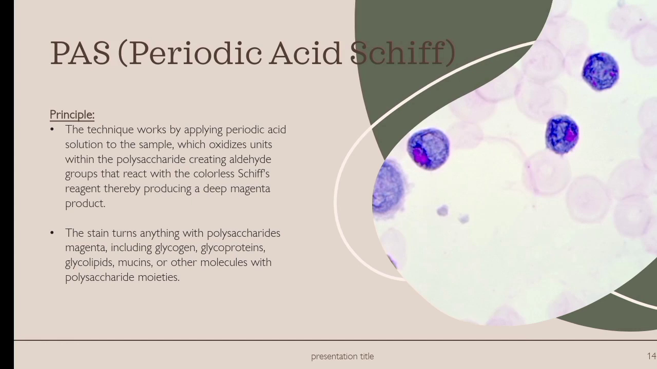The next stain is periodic acid Schiff. The technique works by applying the periodic acid solution to the sample, which oxidizes units within the polysaccharide, creating aldehyde groups that react with the colorless Schiff reagent, thereby producing a deep magenta product. The stain turns anything with polysaccharides magenta, including glycogen, glycoprotein, glycolipid, mucin, and other molecules with polysaccharide moieties.